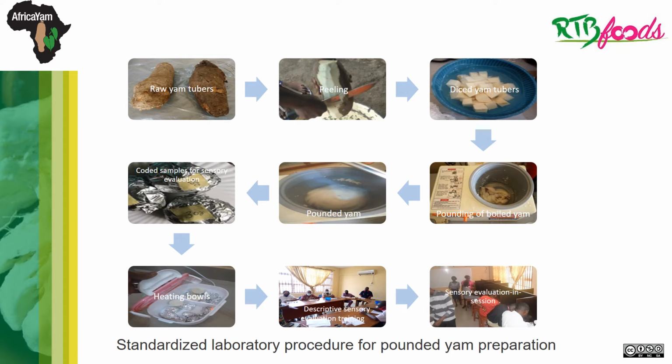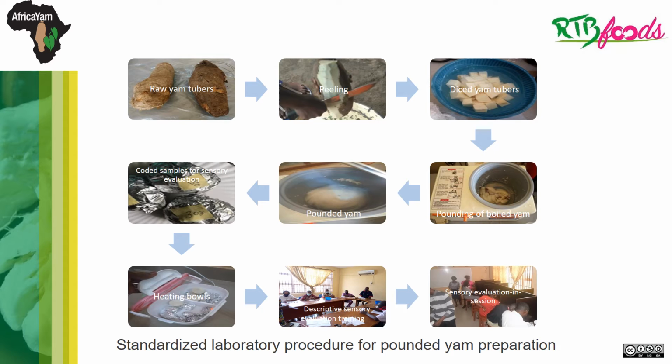Now this figure is a schematic diagram of how we prepare the pounded yam in the lab. We start from the raw yam tubers. The raw yam tubers are peeled, the tubers are diced into cubes, and then the yams are boiled in the boiling unit of the yam pounder, and then pounded in the pounding unit of the yam pounder.